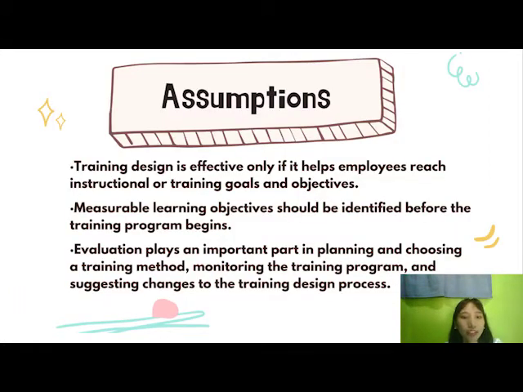The first one is training design is effective only if it helps employees reach instructional or training goals and objectives. Next, measurable learning objectives should be identified before the training program begins. Lastly, evaluation plays an important part in planning and choosing a training method, monitoring the training program, and suggesting changes to the training design process.